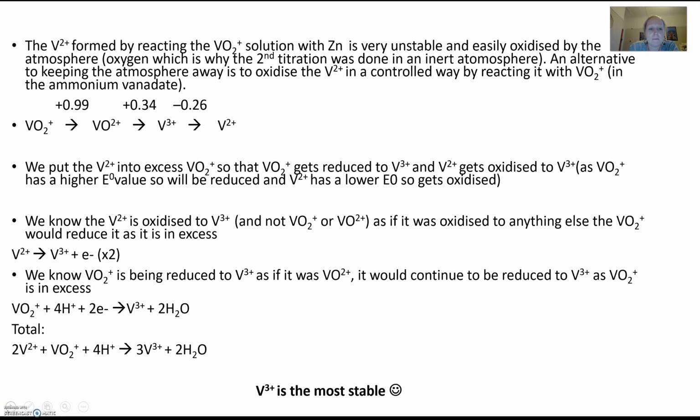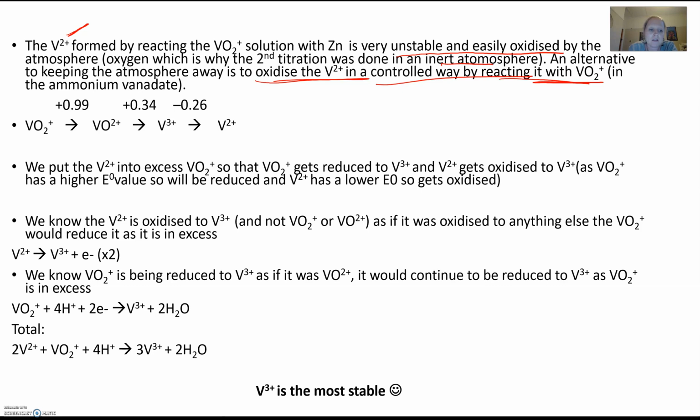What's happening in this one is that the reason why you need an inert atmosphere, I should say, is that V2+, which gets produced from VO2+, is very unstable, and it easily gets oxidized by oxygen in the atmosphere, and that's why we need the inert atmosphere. An alternative to keeping the atmosphere away, which in reality means you'd have to be in a specific type of laboratory, a specific fume hood or whatever, is to oxidize the V2+ in a controlled way by reacting it with VO2+.